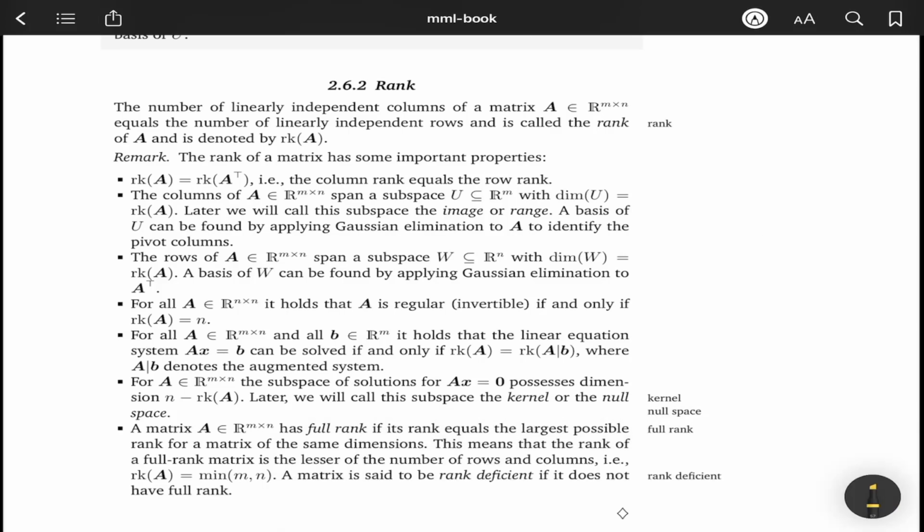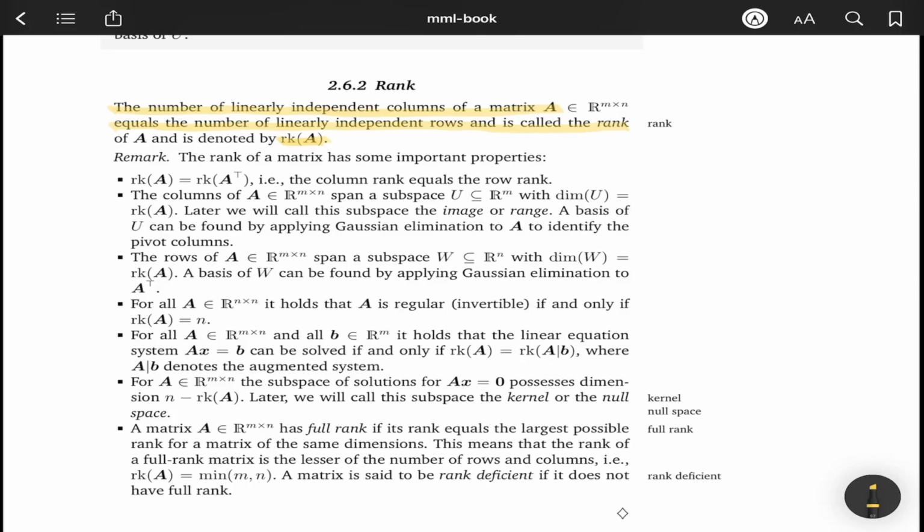2.62, Rank. The number of linearly independent columns of a matrix A equals the number of linearly independent rows and is called the rank of A and is denoted rk(A). Okay, so we have a matrix. We have independent columns, and also that number has to match the linearly independent rows. The rank of a matrix has some important properties. So the rank of A is the same as the rank of the transpose matrix. What they're saying is the column rank equals the row rank.